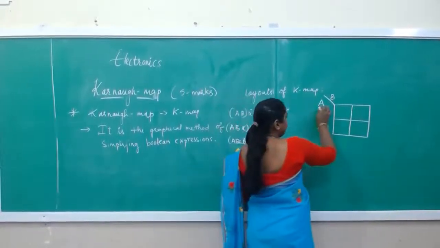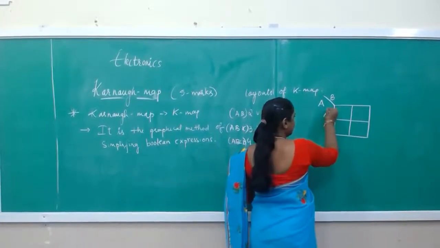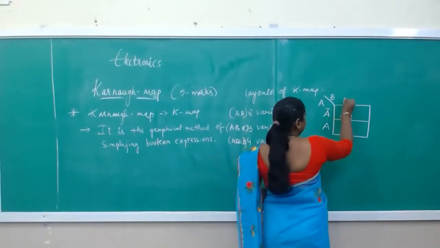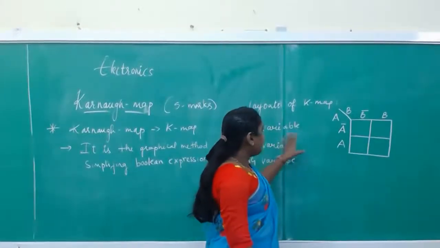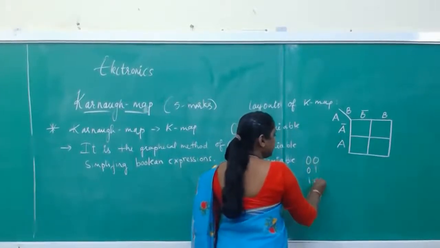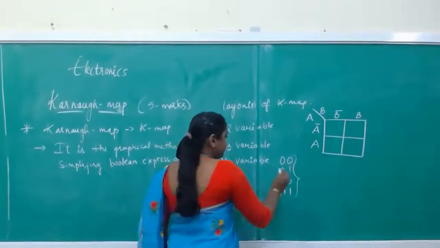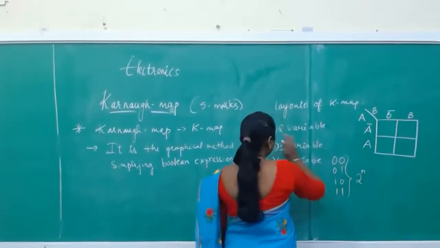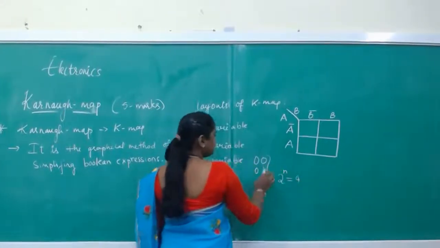Right? A has 2 possible values, that is, it can be either A bar or it can be A. B can be B bar or B. So what basically the concept is, the 2 variables will have 4 combinations. The combinations are 00, 01, 10, and 11. So how many combinations are there? There are 4 combinations. That means it is always in the form of 2 to the power of n, where n depends on the number of variables. So for 2 variables, there will be 4 combinations.